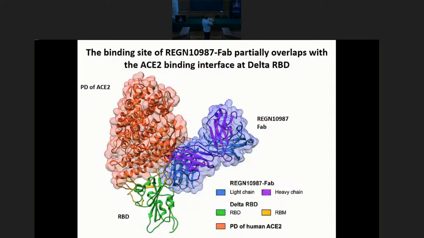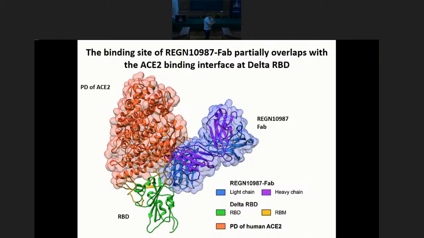How does this antibody work? Here are the map structures of complexes of RBD with the peptidase domain of ACE2 and our complex of RBD with FIB fragment. They show a clash between the structures of the peptidase domain and the FIB fragment. That means that if the FIB fragment is bound to the RBD, it prevents the binding of RBD to angiotensin converting enzyme number 2. Thus, our antibody should be protective.